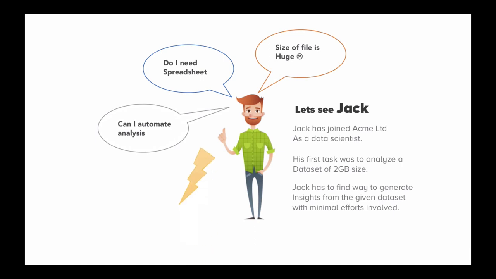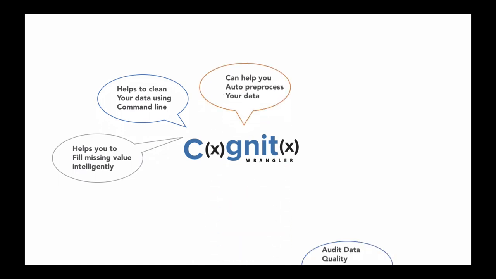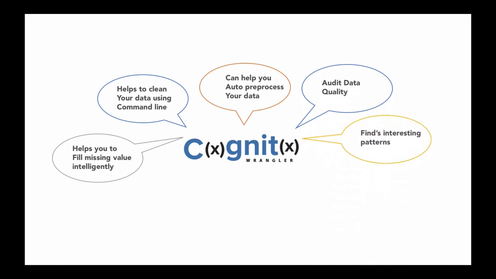Now comes the most interesting point, Cognito. Cognito is a new library which has been launched in the Python community, which helps you to solve a couple of issues, like filling missing values intelligently and cleaning your data using the command line. It can help you to auto pre-process your data, audit your data quality, and find interesting patterns. And most importantly, it auto generates interesting insights from your data. So let's see how we can use Cognito in our real world example.